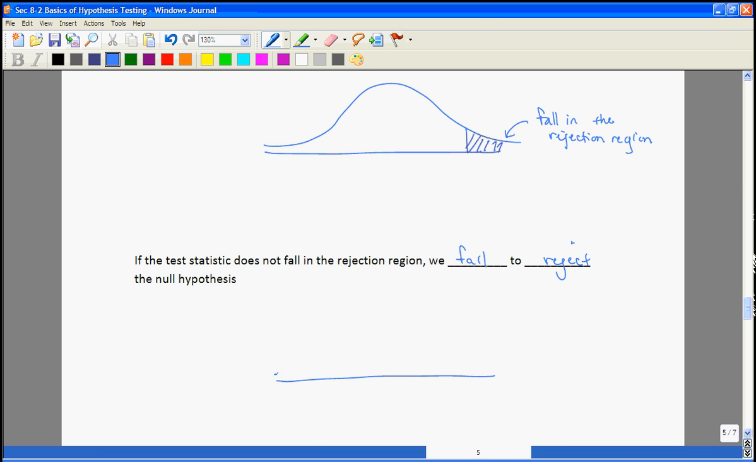So whether I'm two-tailed or one-tailed, that part doesn't matter. But let's say I had rejection regions here and here. If my value falls here, then I fail to reject the null hypothesis. So here we would reject the null hypothesis.